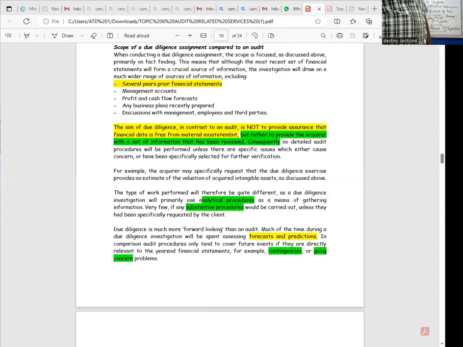The aim of due diligence, in contrast to audit, is not to provide assurance that financial data is free from material misstatement, but rather to provide the acquirer with a set of information that has been reviewed.